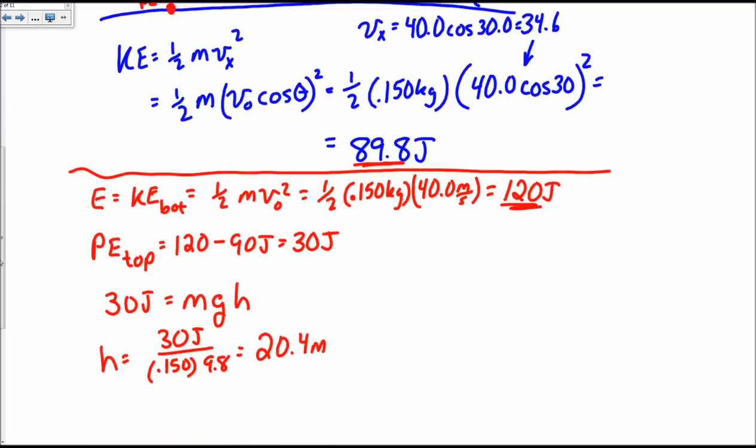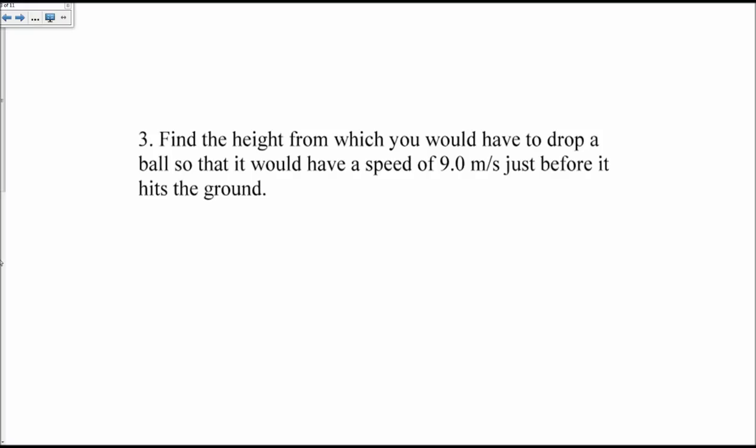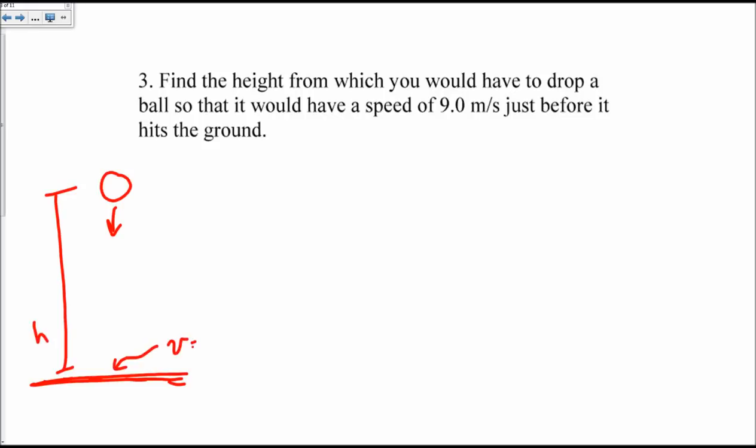We're going to work problems similar to this, but it's a good one to have for now. It wasn't asked in the problem, but you should know how to work that. Find the height from which you would have to drop a ball so it'd have a speed of 9 meters per second just before it hits the ground. I'm going to drop a ball from a certain height. I want to know what this height is so that at the bottom, just before it hits, it has a velocity of 9 meters per second.